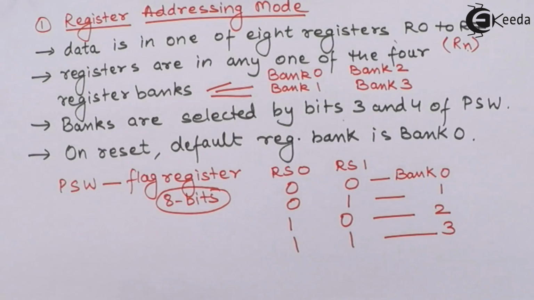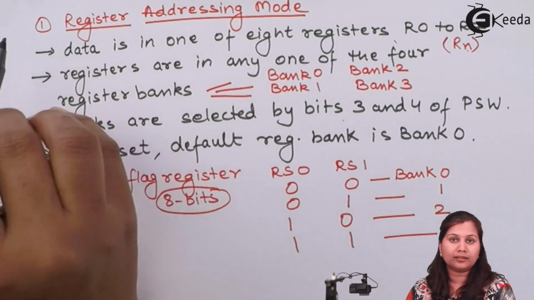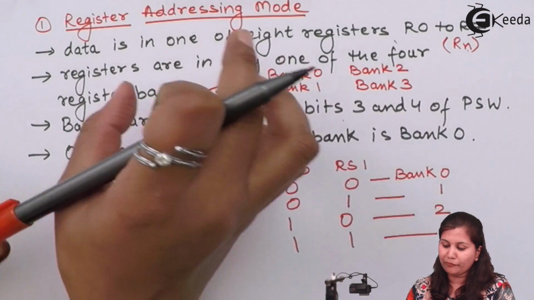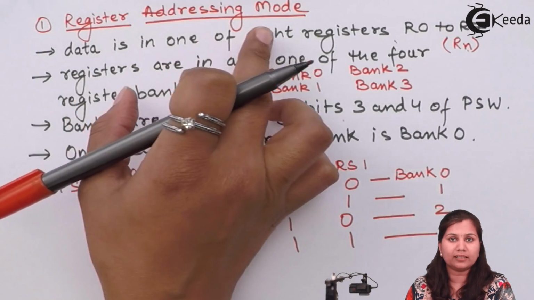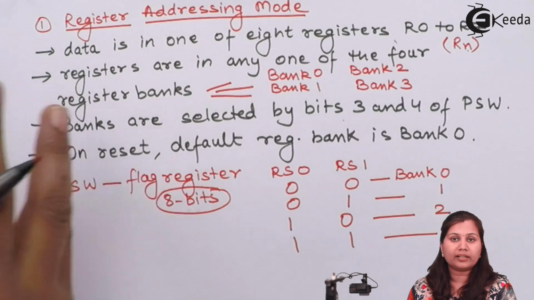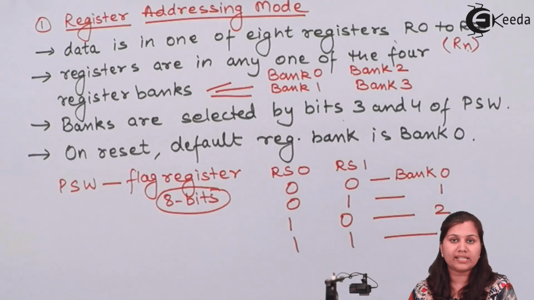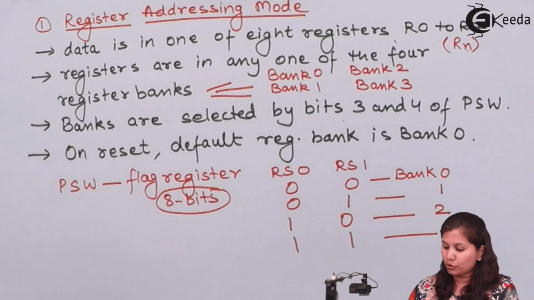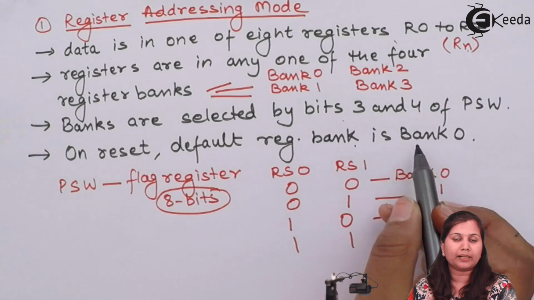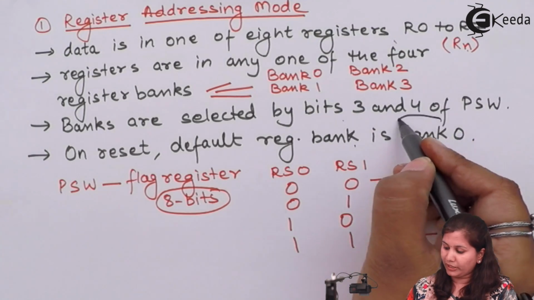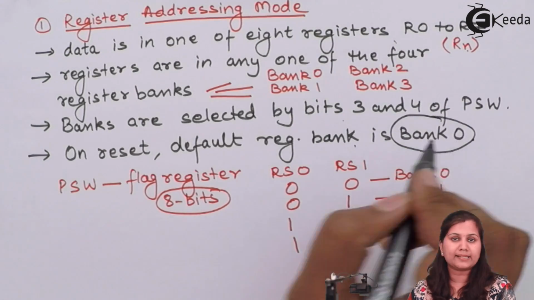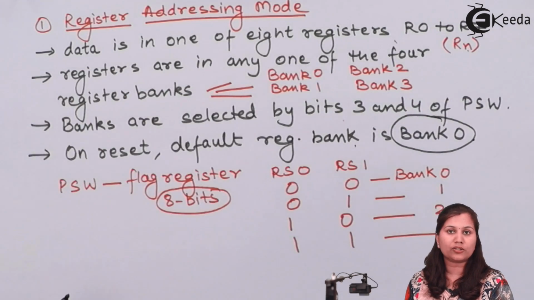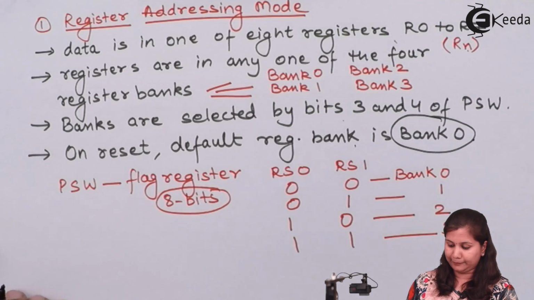Because the operand is contained in the register, this type of addressing mode is called register addressing mode. Now when the 8051 microcontroller is reset, by making the reset pin 1, the default register bank becomes bank 0. So whenever the 8051 is reset, bank 0 becomes the default selected bank, and the registers of bank 0 will be selected at that time.